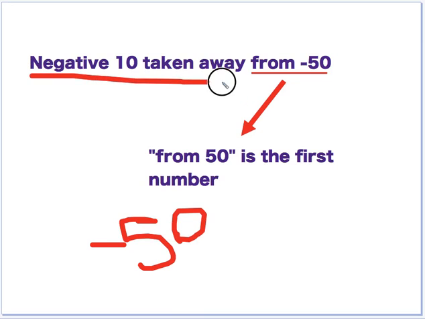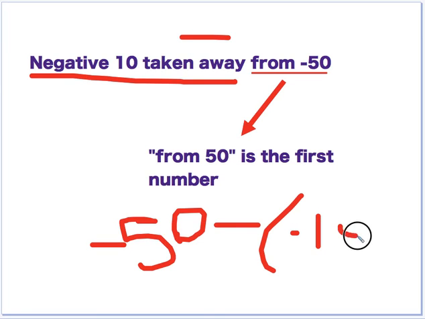Now, what does taken away mean? Taken away means subtract. And how much are we actually taking away from our -50? We're taking away -10. That was an awesome bracket.